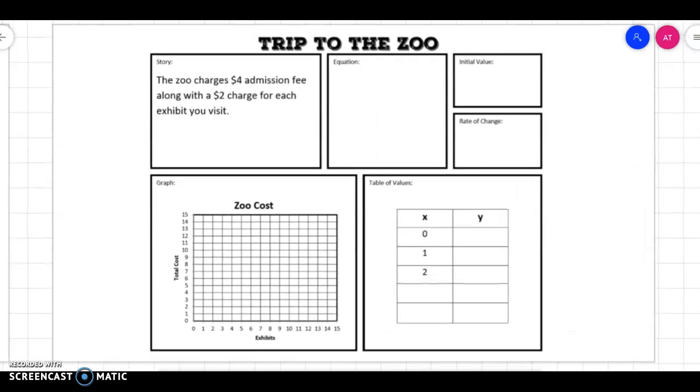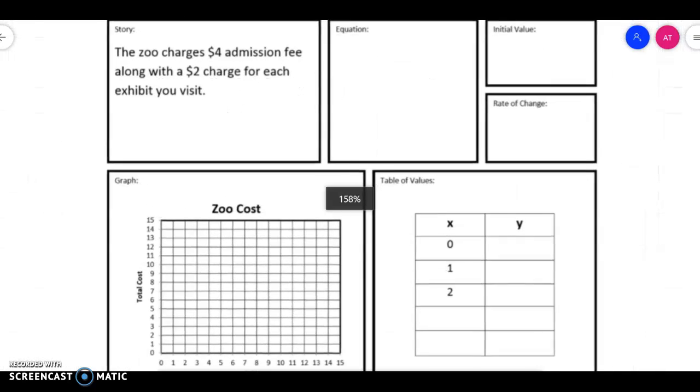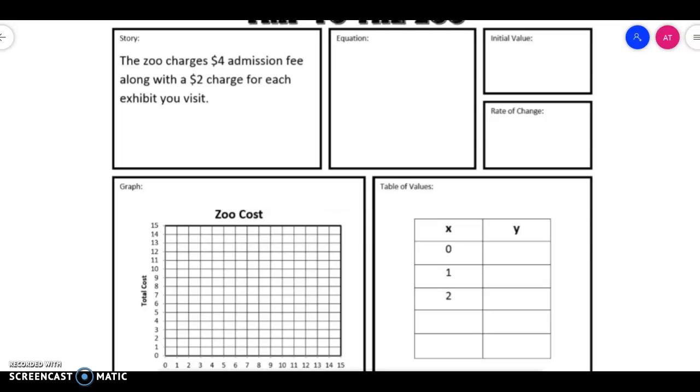So looking at our trip to the zoo, did you know this zoo charges $4 for an admission fee and charges $2 for each exhibit that we visit? So if you remember, if I'm going to write an equation, y equals mx plus b, where m is my slope and b is my y-intercept. So what number is going to be my slope?